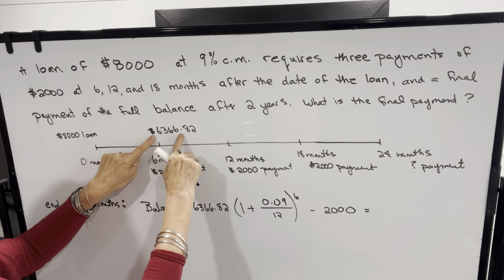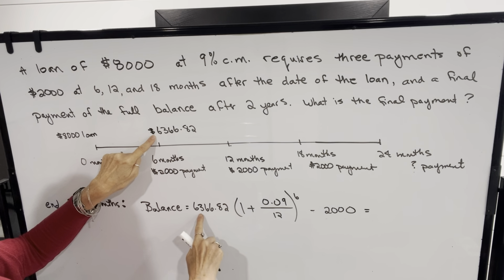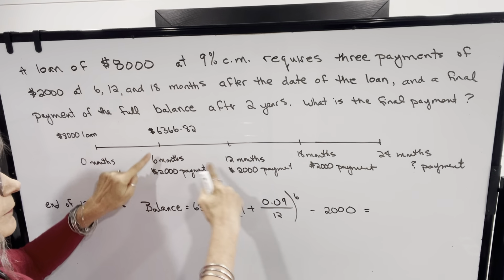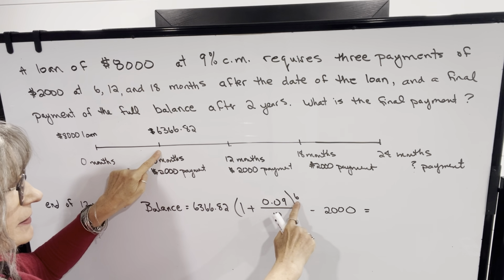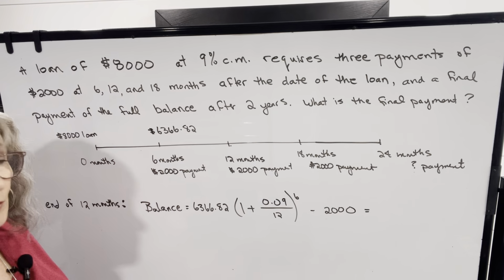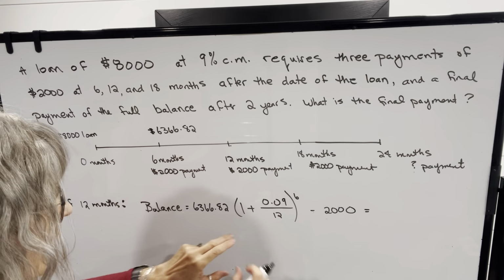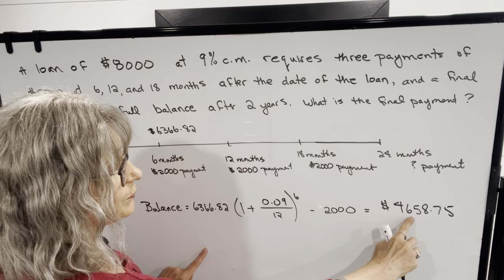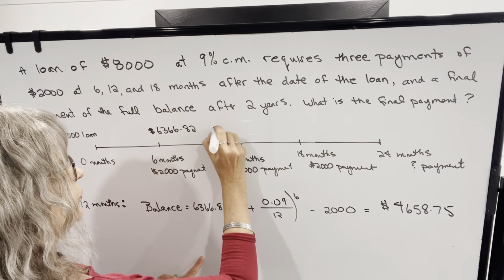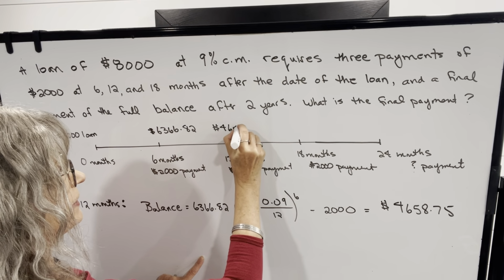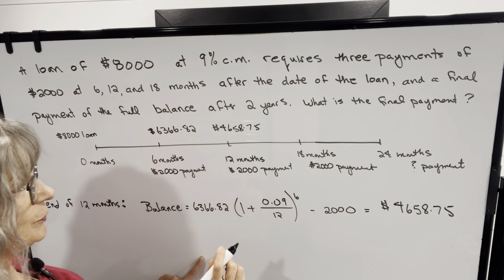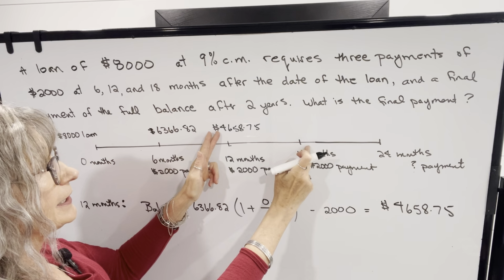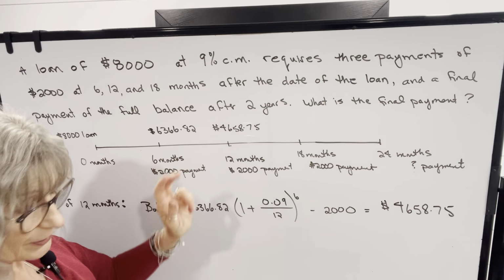So the future value of this amount will be calculated by taking that amount and multiplying by 1 plus 0.09 over 12 again. From 6 months to 12 months is 6 months, and that's compounded monthly, so there's 6 compound periods. That will be the future value, and then we're going to subtract our $2,000 payment to find out how much is still going to be owing, and this will be what's owing after 12 months. $4,658.75. We're going to do the same thing to find out the future value of that present value at 18 months, and then take away our $2,000 payment.